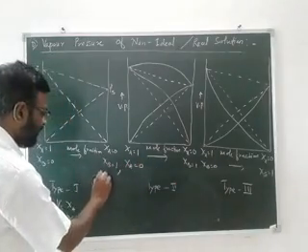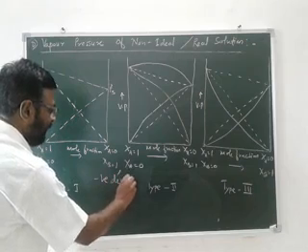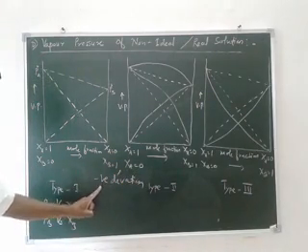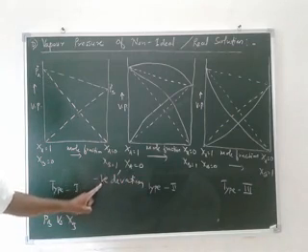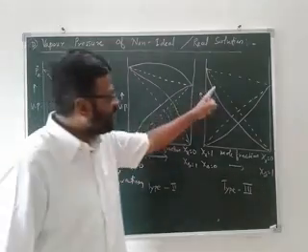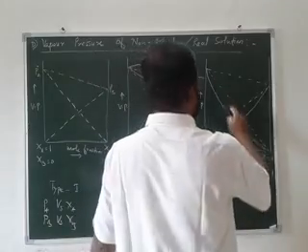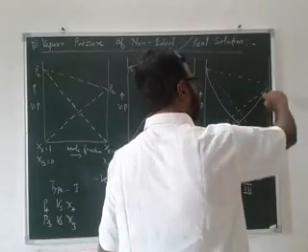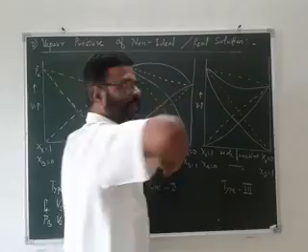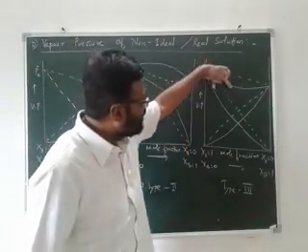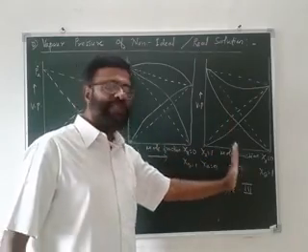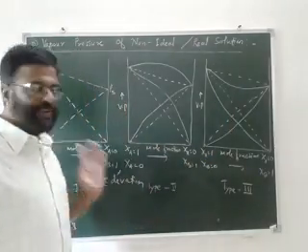Negative deviation. So the real solution which shows the negative deviation: the graphical representation for this real solution is the curve which lies below the ideal line. So this is for A component, this is for B component, and for the total vapor pressure of the solution, this curve also lies below the ideal line. So this is the real solution of type 3 which shows negative deviation.